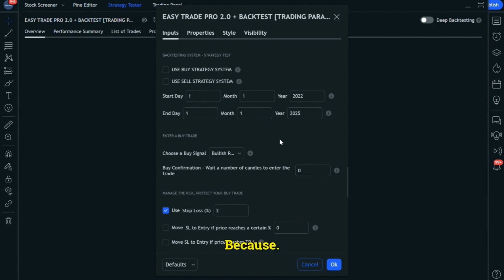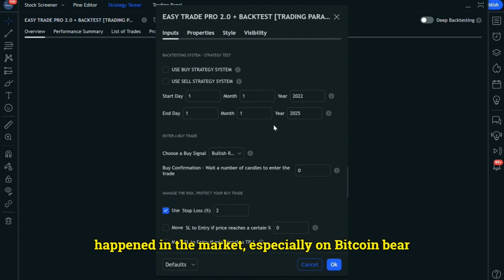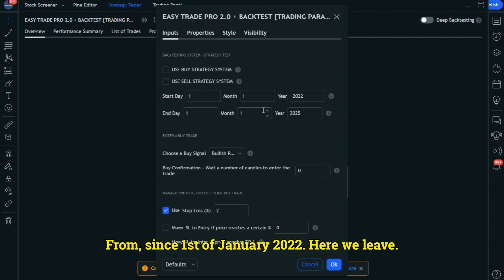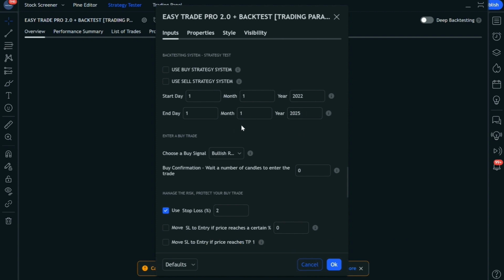Why? Because I think that from 2022 till today, a lot of things happened in the market, especially on Bitcoin. Bear market rallies, a bottom formed, probably the start of a new bull run. So we have different scenarios, to see if this strategy is, let's say, solid. Okay, so we set it since 1st of January 2022. Here we leave 2025. Of course, it's not 2025, it's 13th of February 2024. But if we leave a future date, the study is going to backtest up to date.